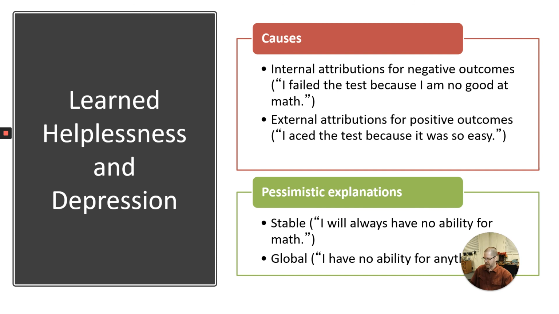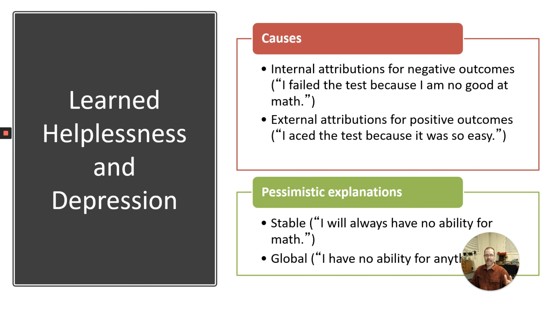Wow, human nature. That's a loaded gun, isn't it? We mentioned earlier learned helplessness and depression. So we have it here, bold and colored in front of us. Causes, internal attributions for negative outcomes. Okay, so it has to do with me then, because it's internal. Me, I failed the test because I'm no good. Maybe just I'm no good, period. I'm no good at math. Wow, there you go. External attributions for positive outcomes, right?